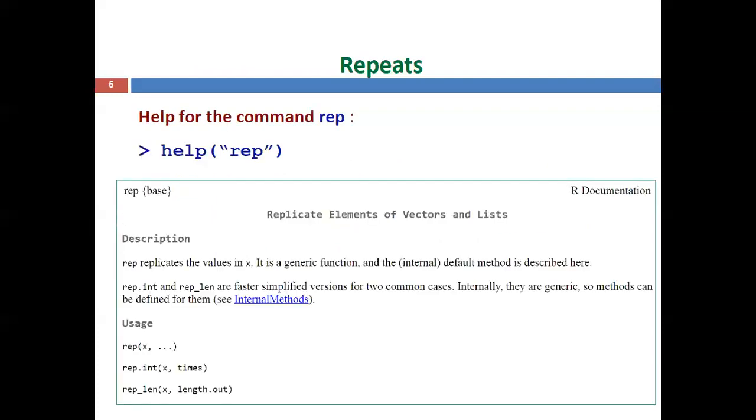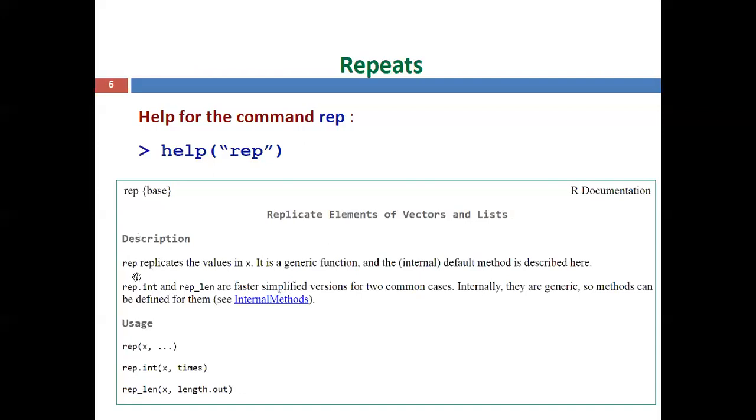Before that, if you want to see help for the command rep, that is repeat, simply in your R console you can type help within brackets, with double quotes, rep. Whenever you enter this command, it directs you to the HTML page where the documentation about rep is available. This is the page displayed whenever you type help of rep. So here, rep in base: replicate elements of vectors and lists.